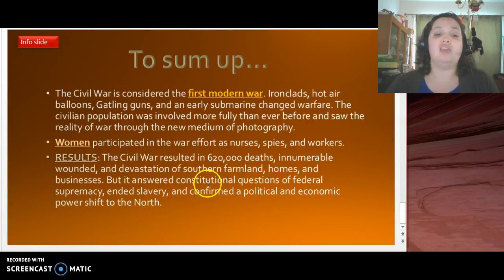And the thing about the Civil War is it was 620,000 deaths, so many wounded. There was farmland devastated, homes, businesses burned, destroyed. But it answers these constitutional questions about, was the federal government supreme to state governments? Because remember, South Carolina wanted to secede. The federal government didn't want them to. It ends slavery. And it also has this political and economic power shift towards the north, towards industry, towards manufacturing.